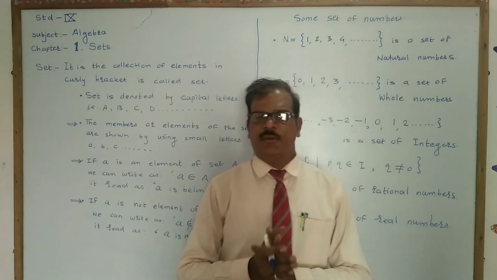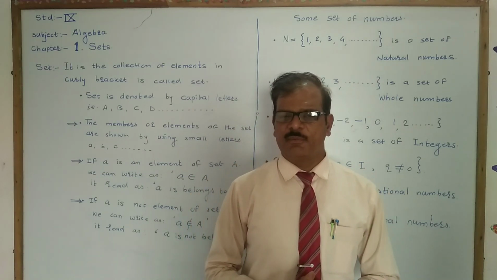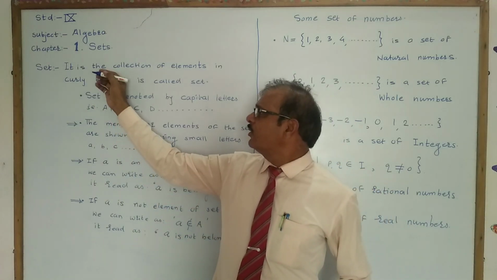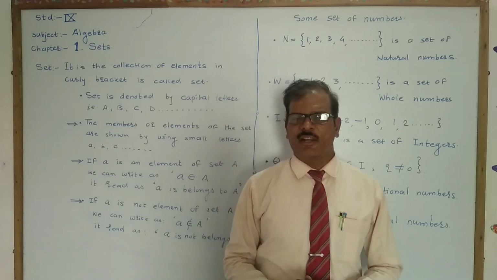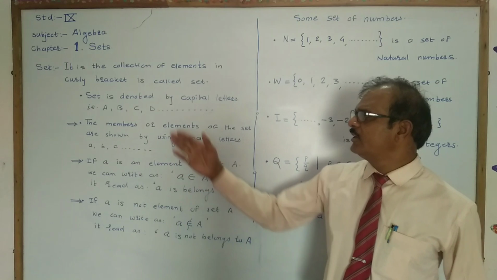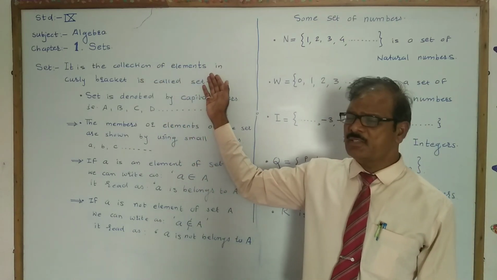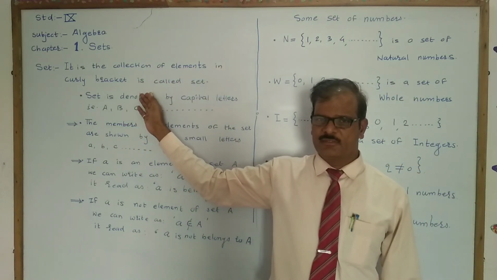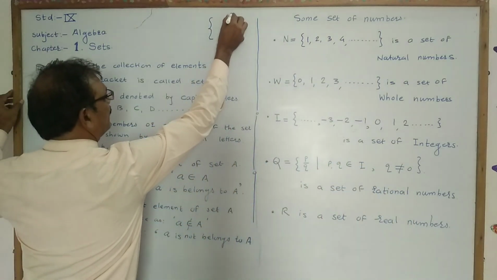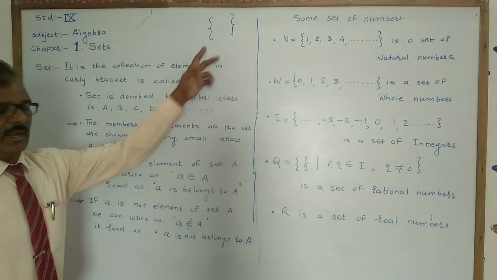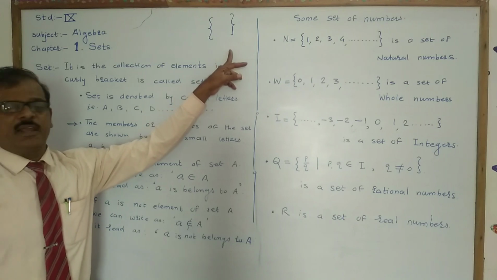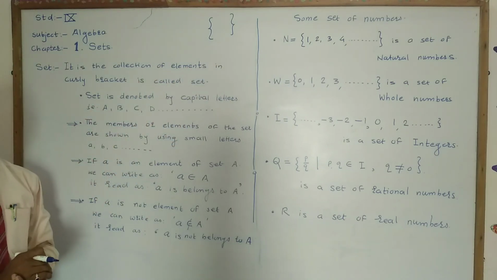Today we start the syllabus of 9th standard, subject algebra, chapter number 1. In this chapter, we learn some basic concepts related to sets. The definition of a set is: it is a collection of elements in a curly bracket. Curly bracket means this bracket. So this collection of elements in a curly bracket is called a set.